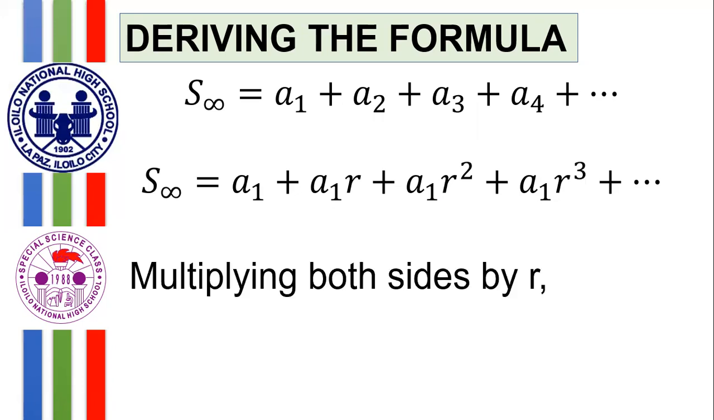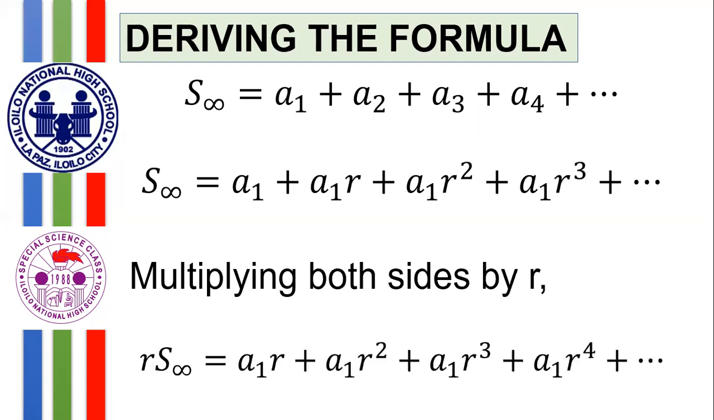And using a similar method by multiplying both sides with a common ratio, we get r S sub infinity equals a sub 1 times r, which is a sub 1r, times r is a sub 1r squared. Multiplying by r, a sub 1r cubed. Multiplying this by r gives you a sub 1r to the fourth, and so on. It's understood again that after this, you have other terms because of your ellipsis. And so all of the terms starting from a sub 1r and the rest are the same here.